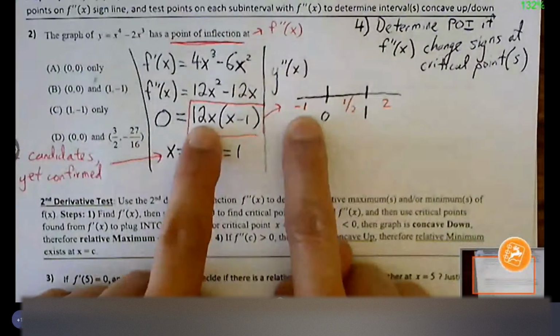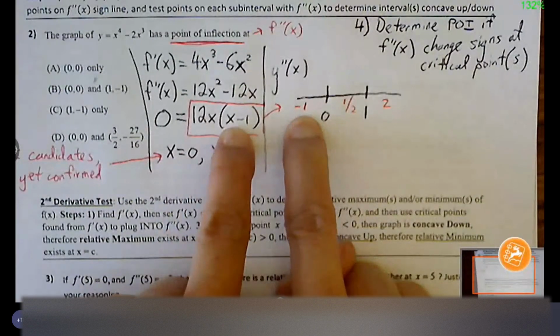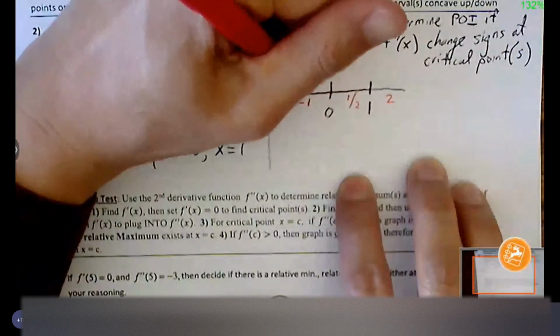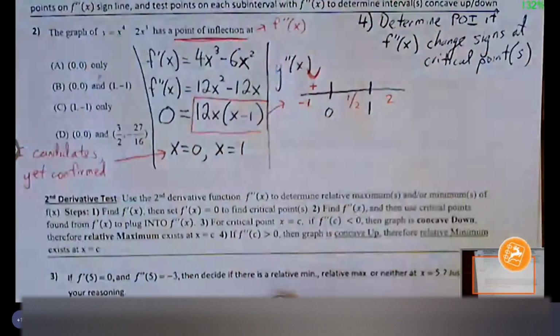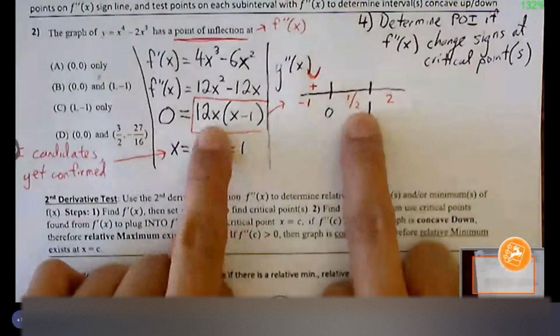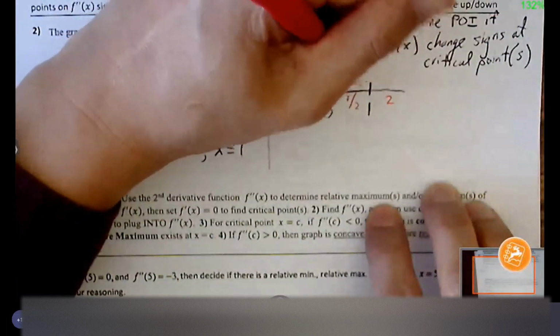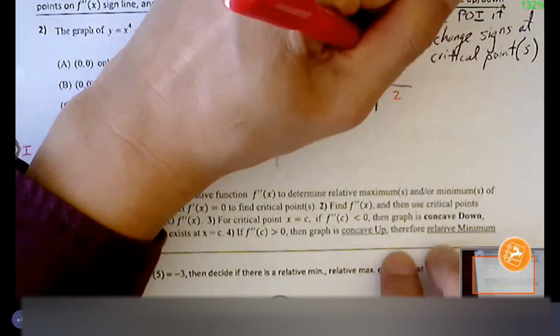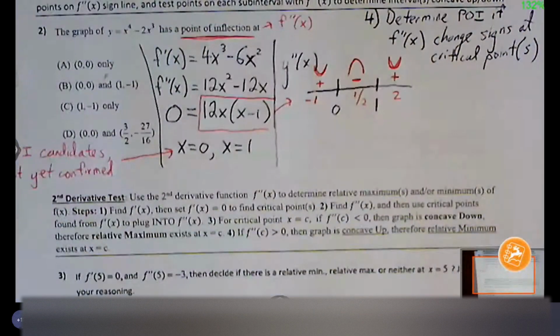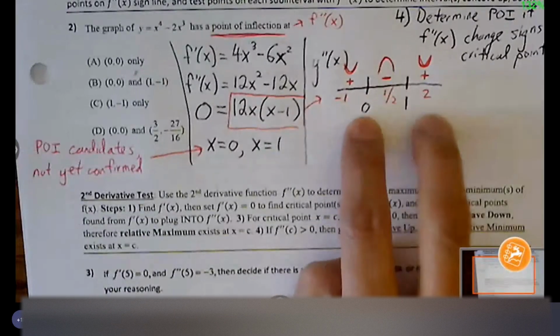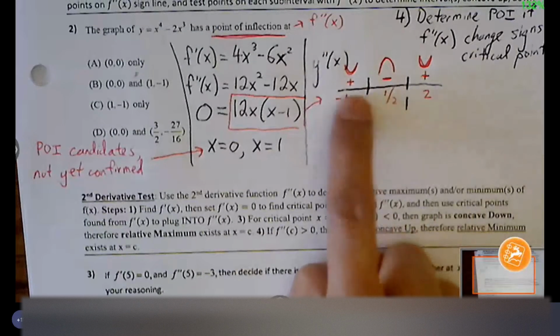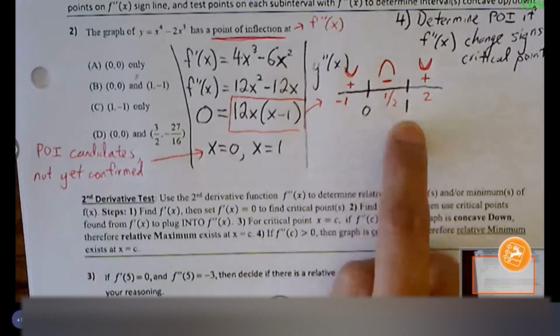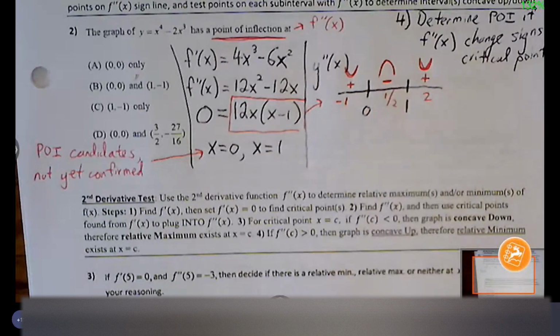So -1 for x, I get negative times negative, which is positive. So positive second derivative is going to associate with concave up. 1/2 in for x, positive times negative. It's negative. That associates with concave down. Plug 2 in, positive times positive. Okay, now can we confirm that these are points of inflection? Yes. Okay, there's a change in sign. That means 0 is a point of inflection. At 1, there's also a change in sign, so also a point of inflection.